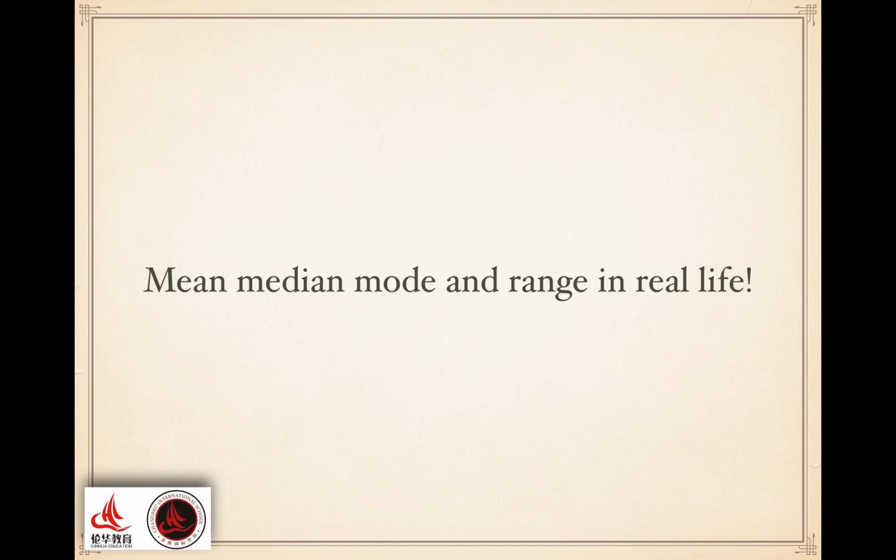Alright, so the song is over. That was only a very short song, but we will have another video. So, as I said last lesson, we're going to look at some mean, median, mode, and range in real life. So maths is very important, guys. We use it every day.